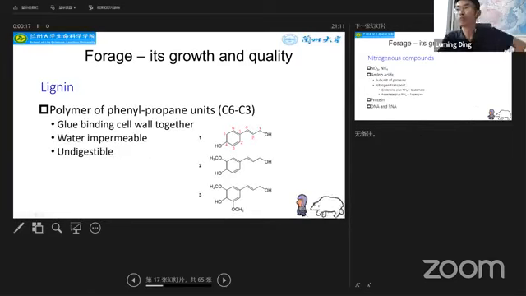Okay, it works. Now we move to lignin. It's a kind of polymer of phenylpropane units. The function of lignin is as a glue binding the cell wall together, and it is water impermeable and undigestible. So a higher content of lignin in the forage means lower quality of forage.